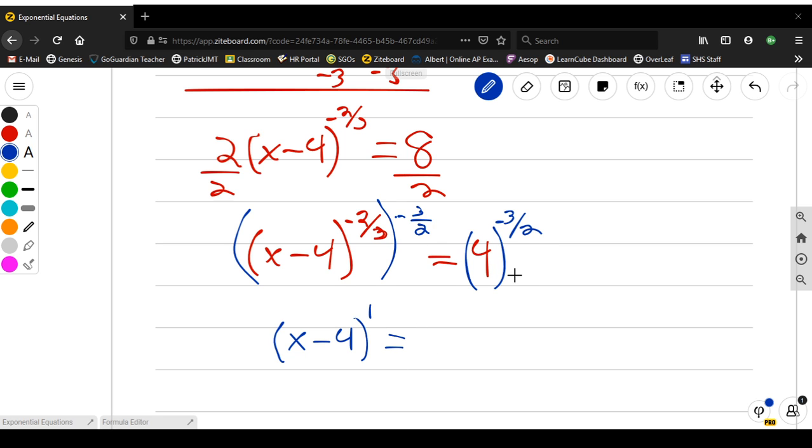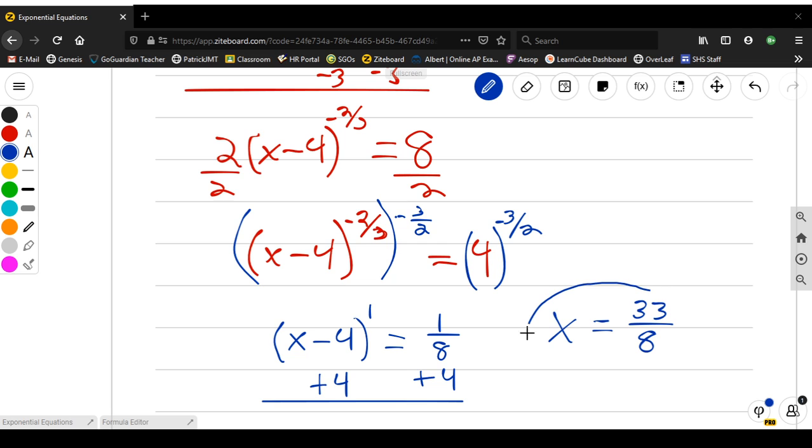Here we can luckily square root. Of course, square rooting gives you 2. Third power gives you 8. The negative gives you 1/8. Now all we have to do is add 4 to both sides of the equation. And we get x is equal to 4 1/8, or we could say 33/8 if we need. All right?